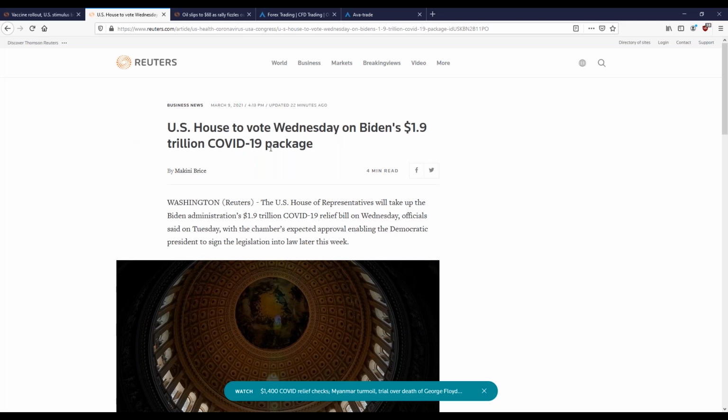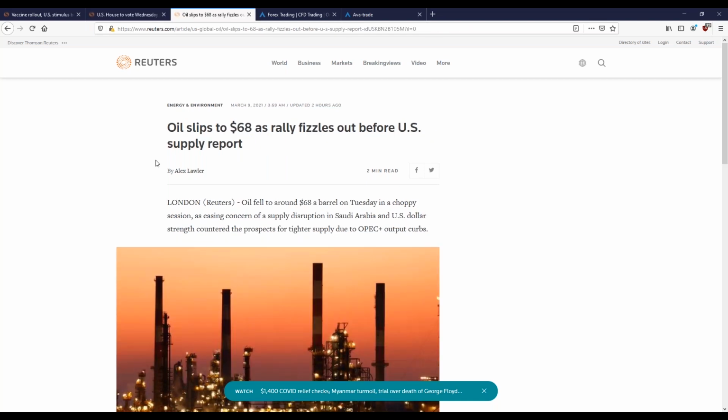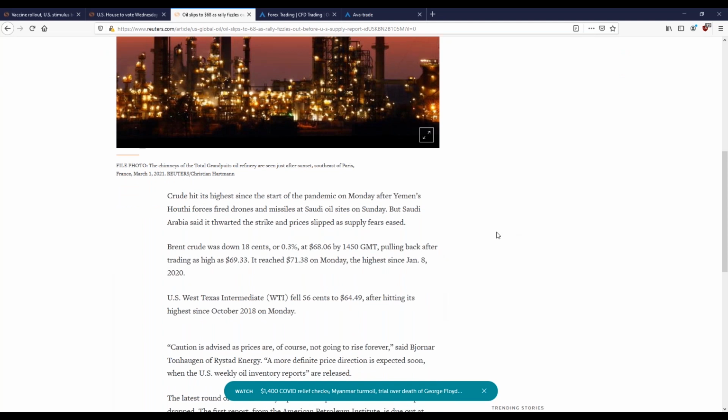Now, U.S. House to vote Wednesday, that's tomorrow, on nearly $2 trillion in this COVID-19 stimulus bill or package. And so that's also obviously in more than one headline there. Oil slips to $68. It's funny to say slips to $68 after it was so low, down below $10 a barrel, then 20, then 30, then 40, and obviously it's made quite a recovery, and even it was into the 70s if we take a look last week.